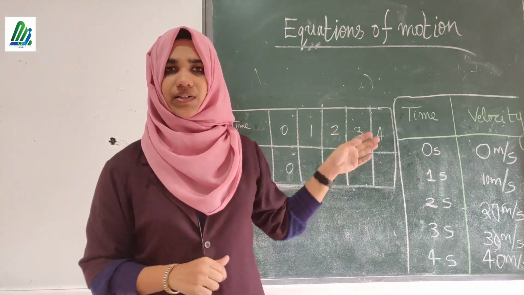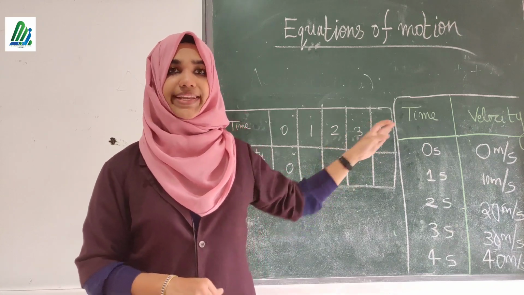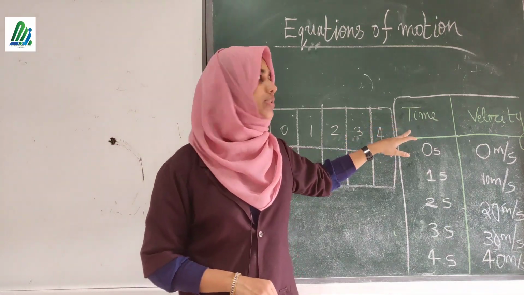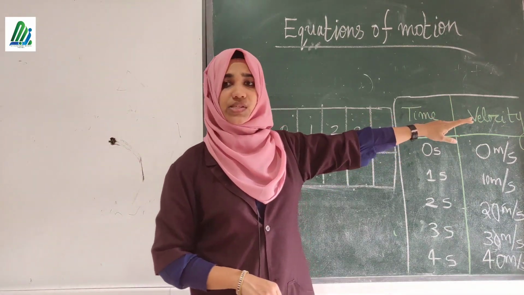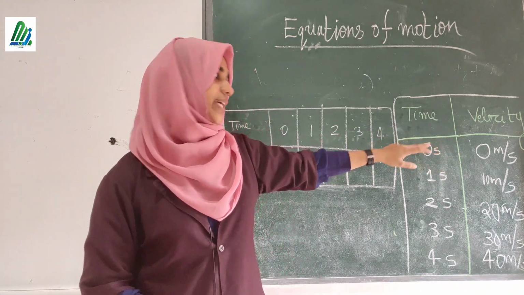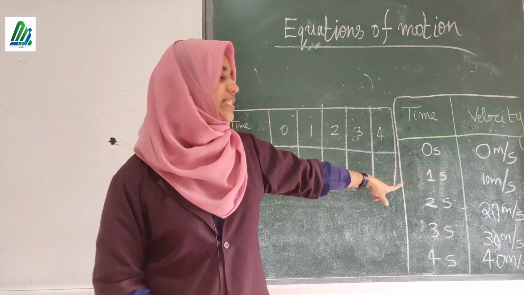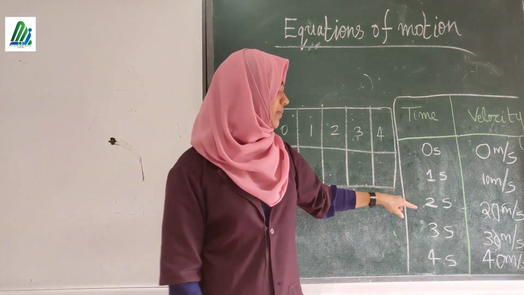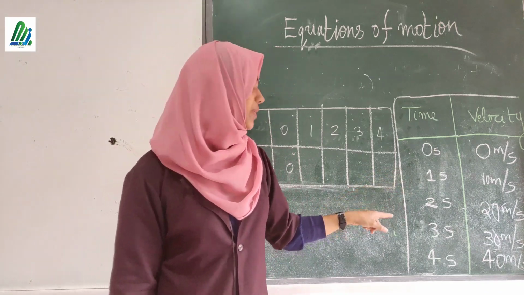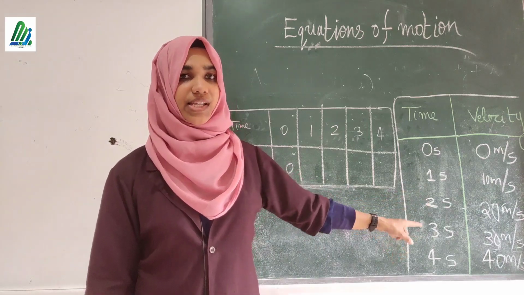Okay, here you can see a box. It depicts the velocity of a freely falling stone at each second. Here time is given and velocity is also given. At 0 second, the velocity is 0 meter per second. In 1 second, the velocity is 10 meter per second. In 2 seconds it is 20 meter per second. In 3 seconds, the velocity is 30 meter per second. In 4 seconds, the velocity is 40 meter per second.